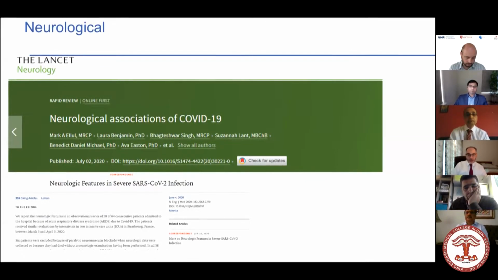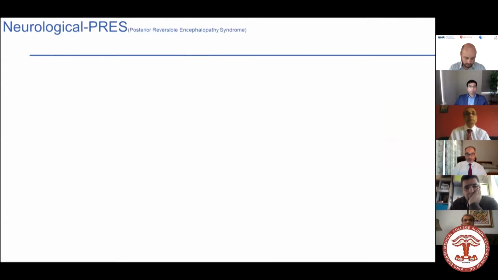So how do we define encephalopathy, and how common and different could the descriptions of encephalopathy be? Now, you all might be familiar with PRES, posterior reversible encephalopathy syndrome. We know that PRES can be because of immunosuppression, systemic infections, and viral infections as well.